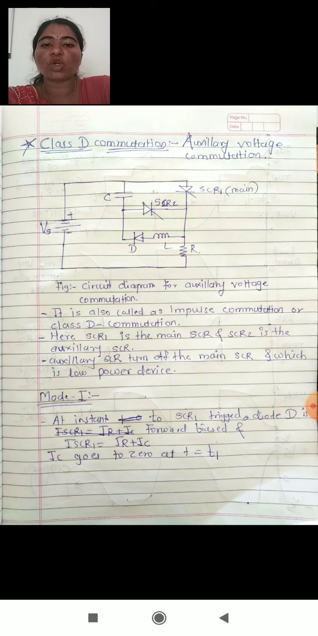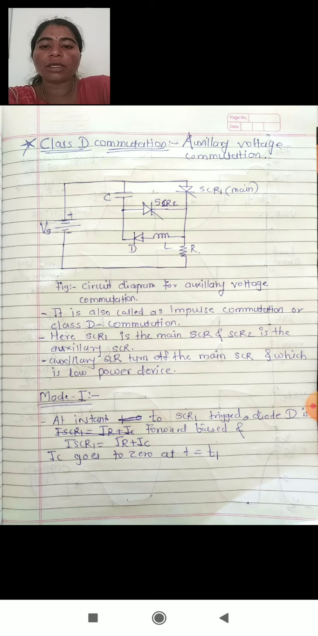Class D is also called the auxiliary voltage commutation, and it is also called the impulse commutation. Now see the diagram here. Vs is the supply voltage, C is the capacitor, SCR1 is called the main thyristor, and SCR2 is called the auxiliary thyristor. To turn off the main thyristor, the auxiliary thyristor SCR2 is used, and it is a low power device. The diode and inductor are also there.